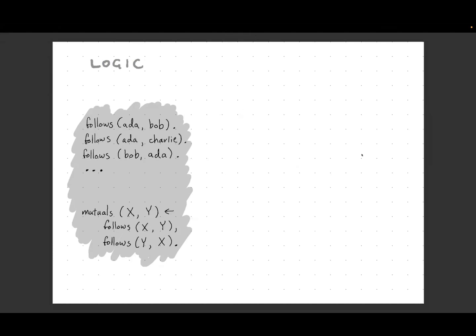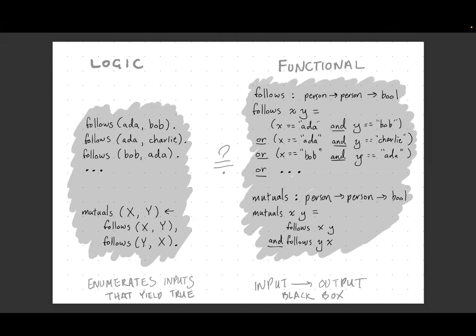So following this intuition, I can write a little functional program that does exactly the same thing, or seems to, right? I can say when two people follow one another, it turns into a big OR of ANDs of equality tests. And I can define when two people are mutuals, if both of them follow one another. So semantically, these seem the same, but operationally, they are not the same. There are things I can do in the logic program that I can't do in the functional program.